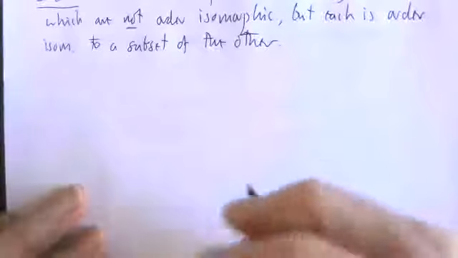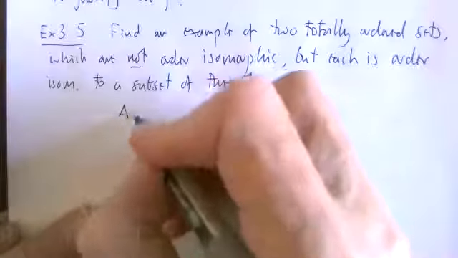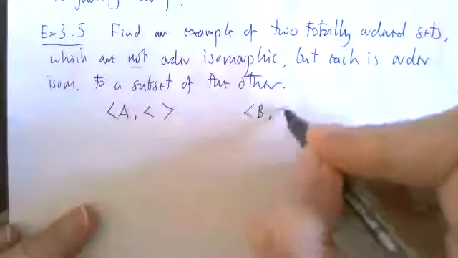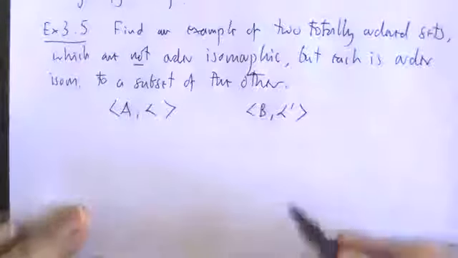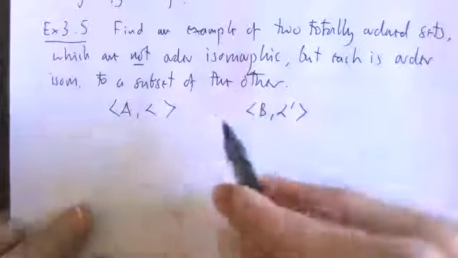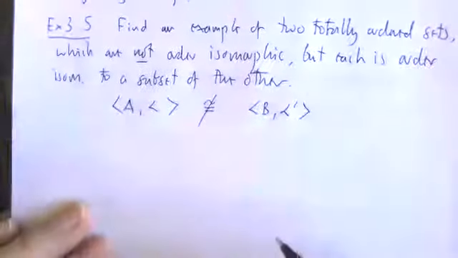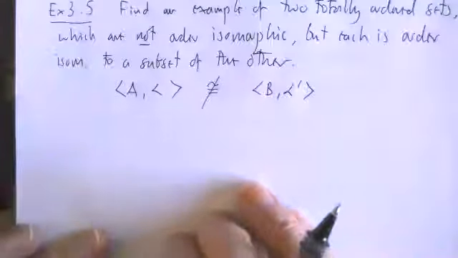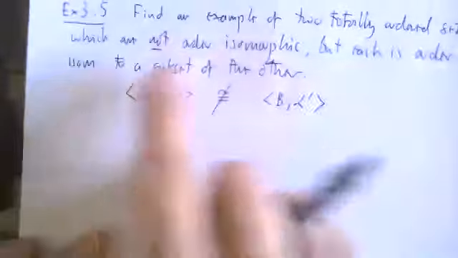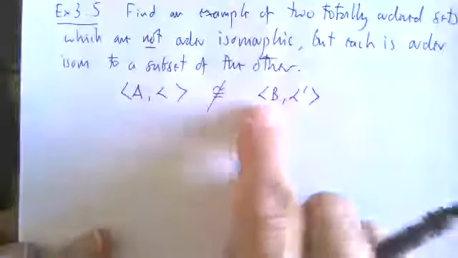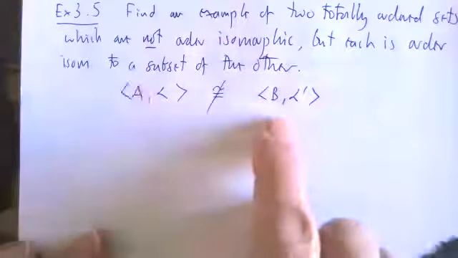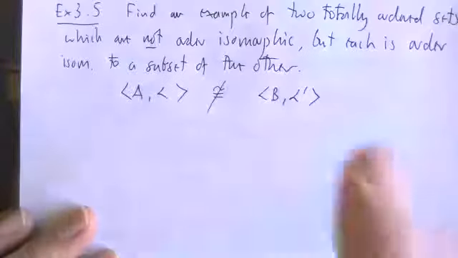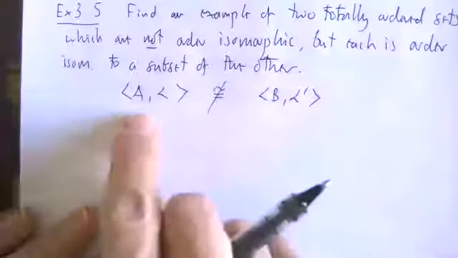So this might look a little bit peculiar at first. I've got some ordering here, A, and I've got B, and there's no bijection that preserves the order between them. But I can find each order isomorphic to a subset of the other. It means that there is some one-to-one function from A into B, which is an isomorphism, and likewise there's a one-to-one function from B into A.